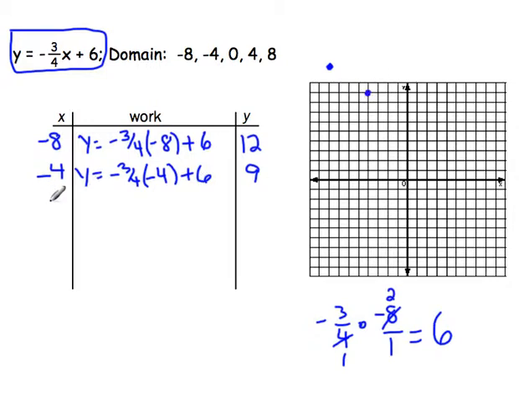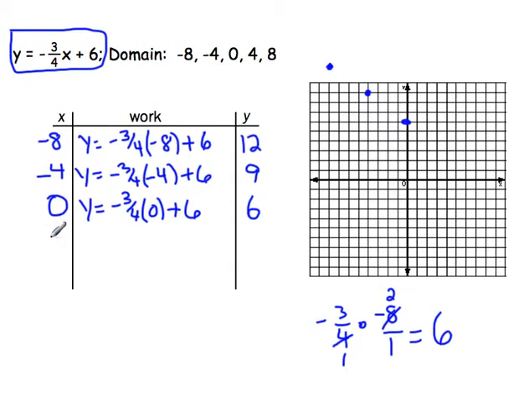Next up we have 0. So y equals negative 3/4 times 0 plus 6. Anytime you have something times 0, it's 0. 0 plus 6 is 6. So we should have a point at 0, 6. Go ahead and graph that.